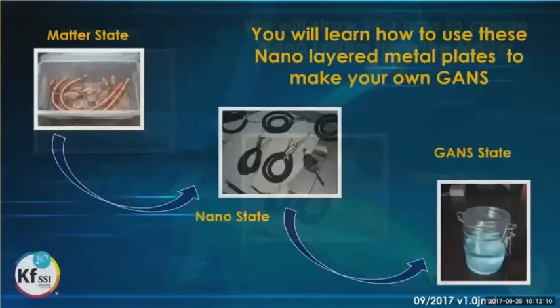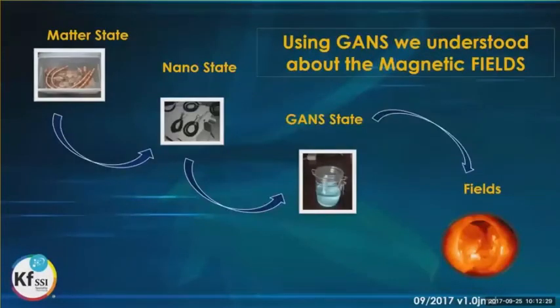We will then learn how to use these nano layered plates to start making GANs materials. And from understanding and working with the GANs materials, we have begun to understand that we are really working with the fields that are generated from these GANs materials. So it's a whole process, starting from the matter state, creating the nano, creating the GANs, and essentially now beginning to work in the fields.